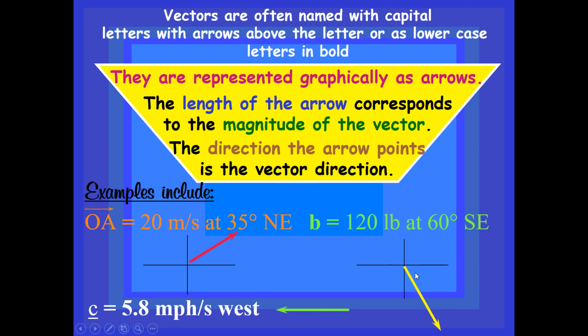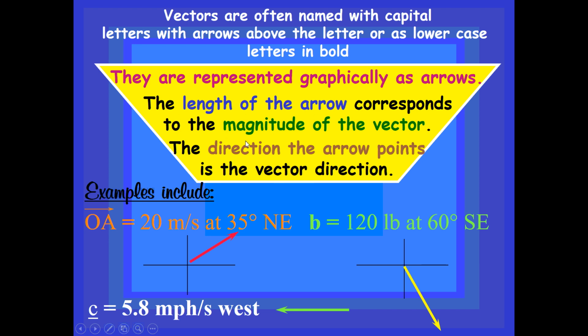Similarly, the magnitude of this vector would be 120. So that would be the length of that vector there. Here they say vectors are represented graphically as arrows. So you've got arrows with little arrowheads on them. Notice the head points to the direction that it's going. The length of the arrow corresponds to the magnitude of the vector. So 20 is represented by this length, 120 is that length, 5.8 is that length. Of course, they're not drawn to scale in this case.